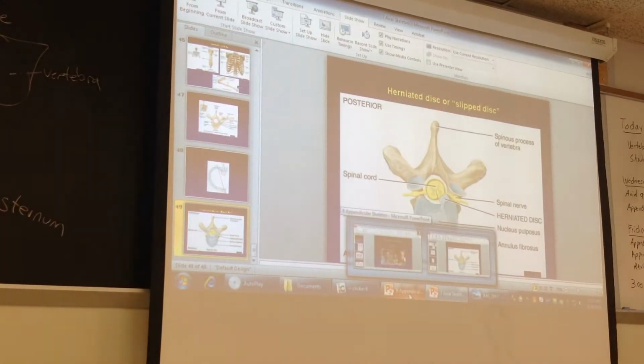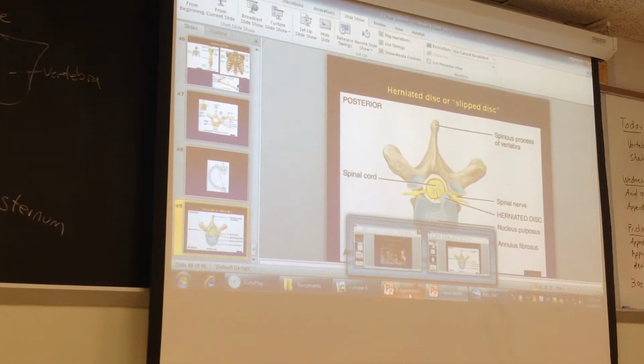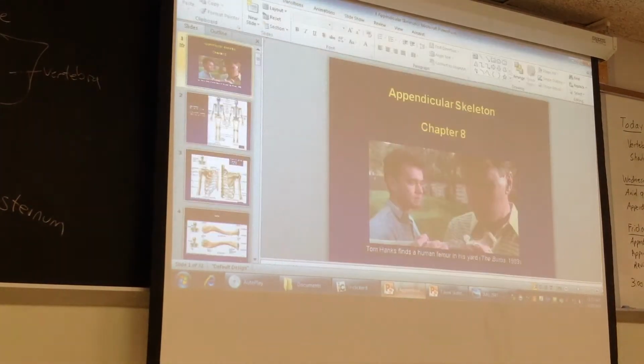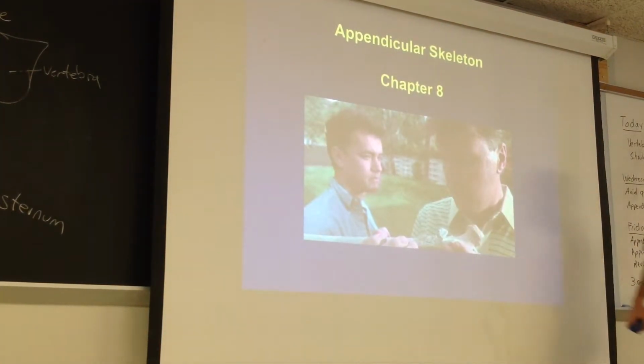Question: can you go over the dens? Yeah, the dens, I don't have one here. That is the point on the axis, and that's the identifying feature of the axis. There's a little point on the body that projects up, and that is the dens. That's what makes that one particularly distinctive.